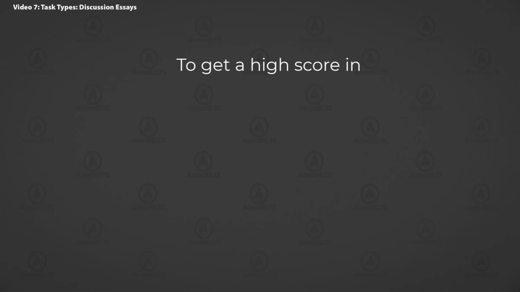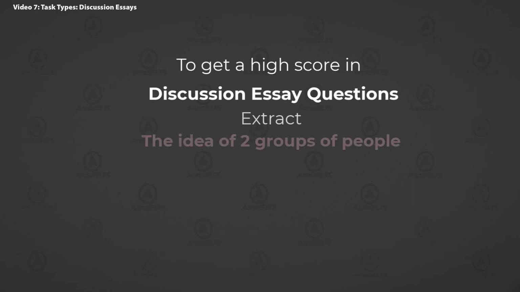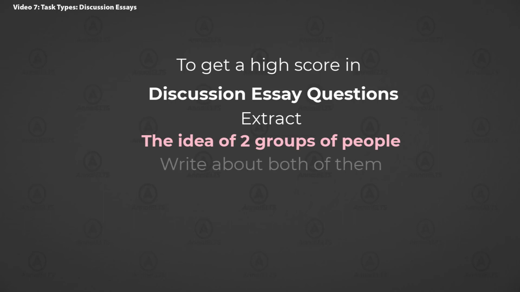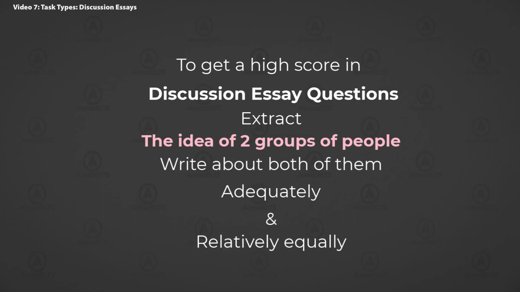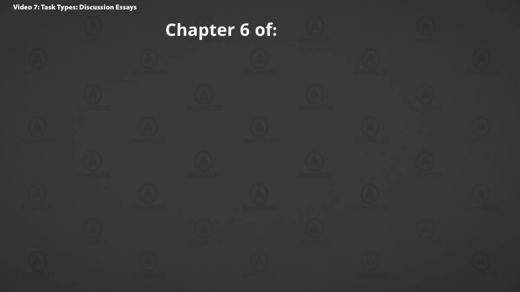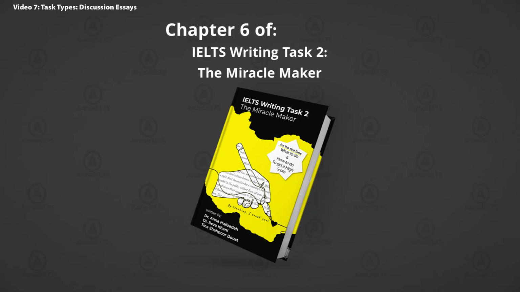Note that to get a high score in discussion essay questions, you have to extract the idea of two groups of people and write about both of them adequately and relatively equally. In chapter 6 of our book, IELTS Writing Task 2, The Miracle Maker, we have explained different types of discussion essay questions and suggested some possible designs to respond to these questions.